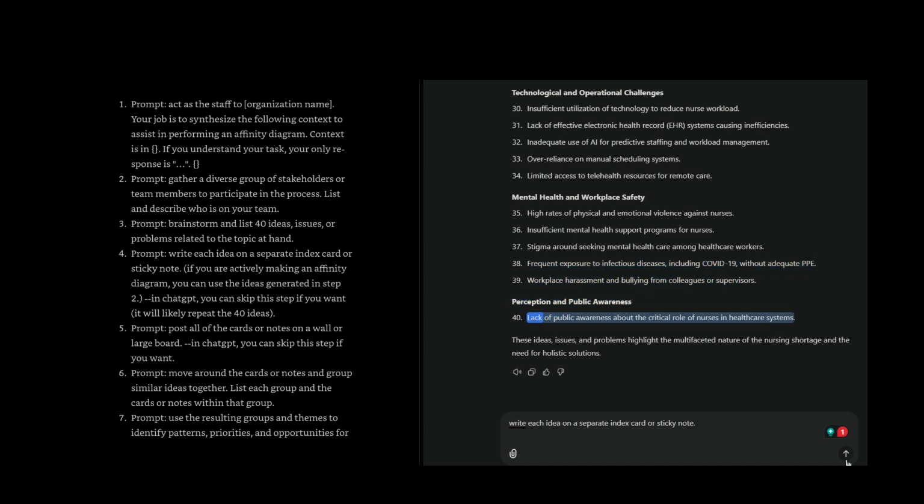Perception and public awareness. Lack of public awareness about the critical role of nurses in healthcare systems. These ideas, issues, and problems highlight the multifaceted nature of the nursing shortage and the need for holistic solutions.